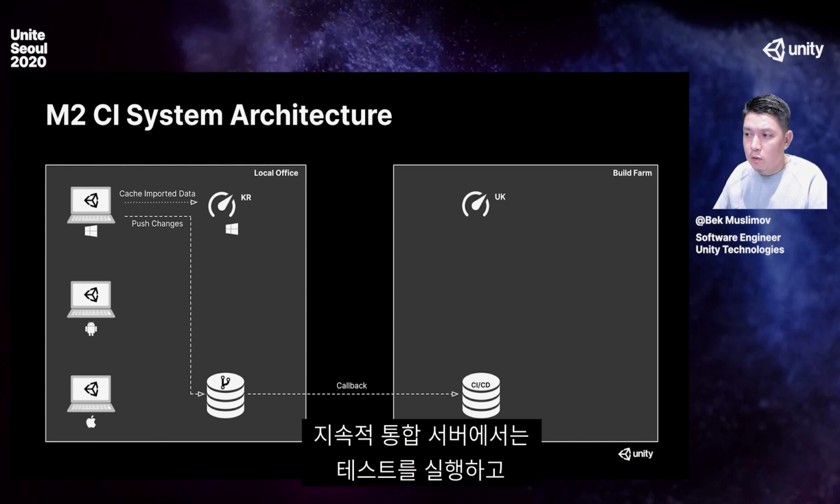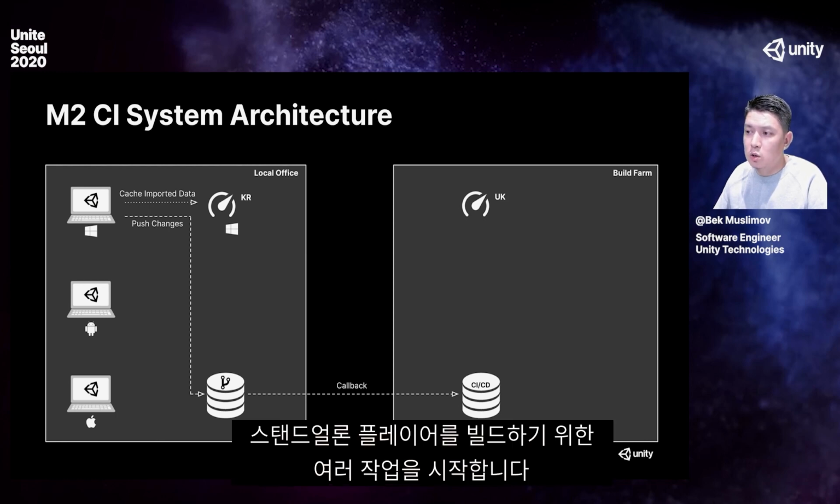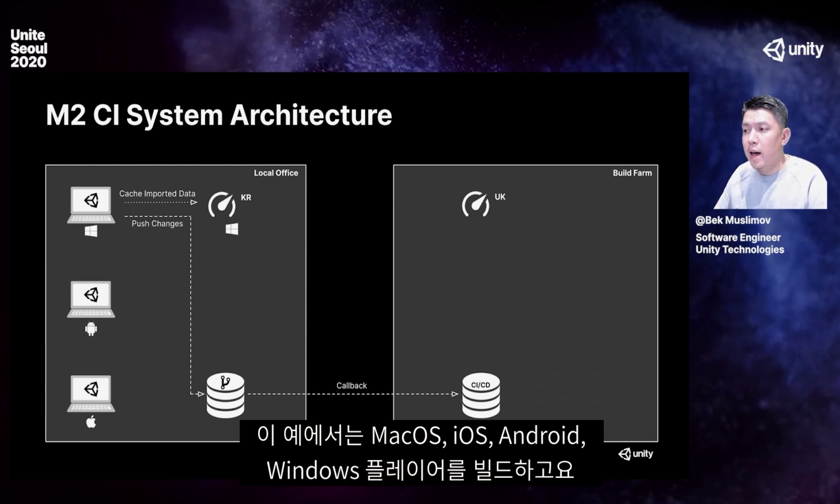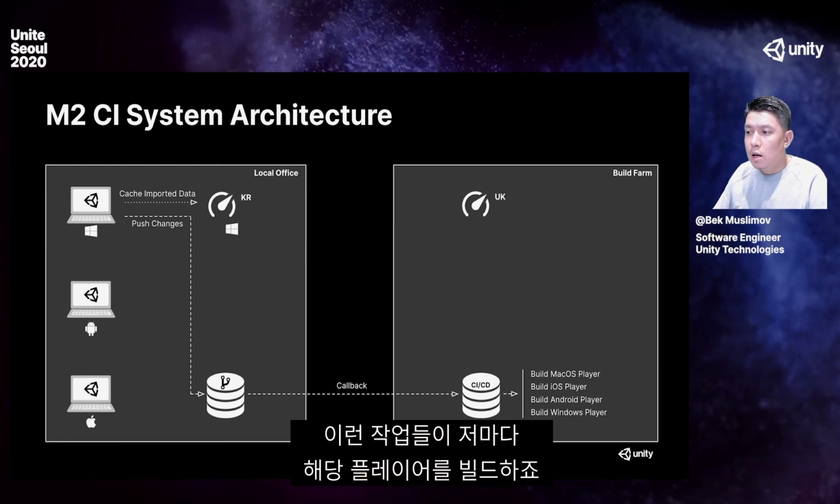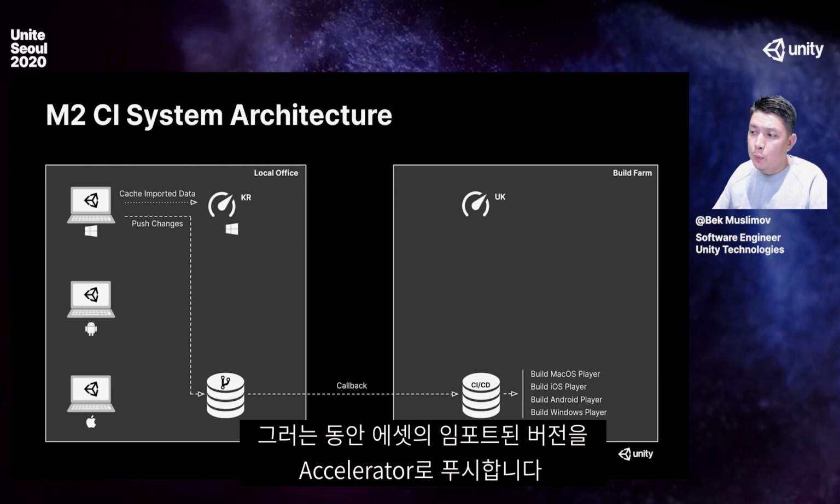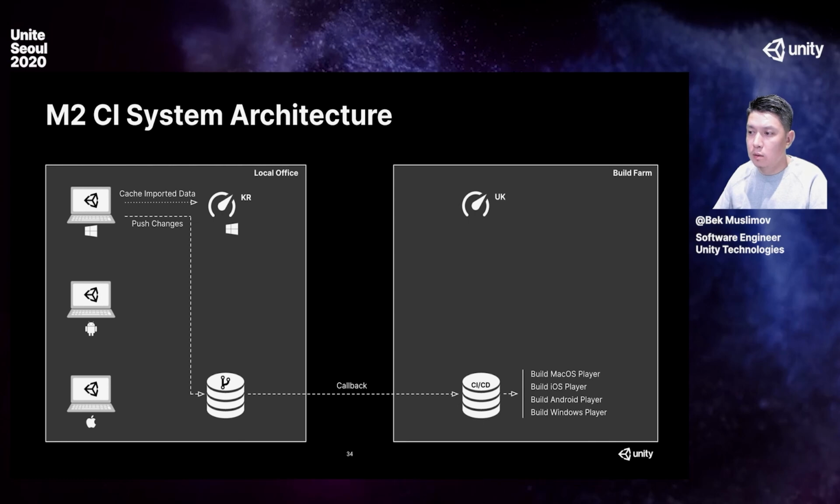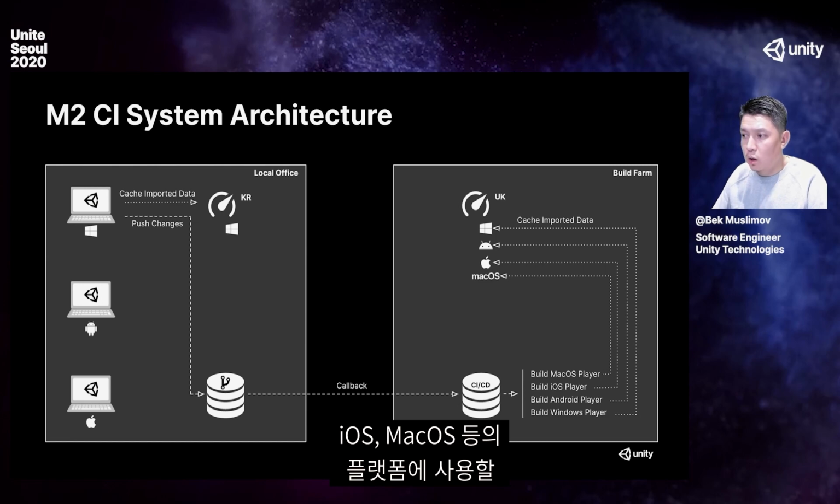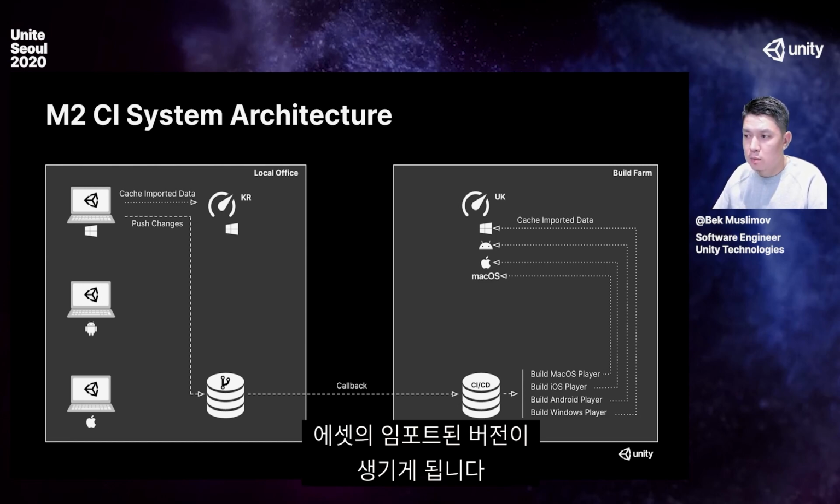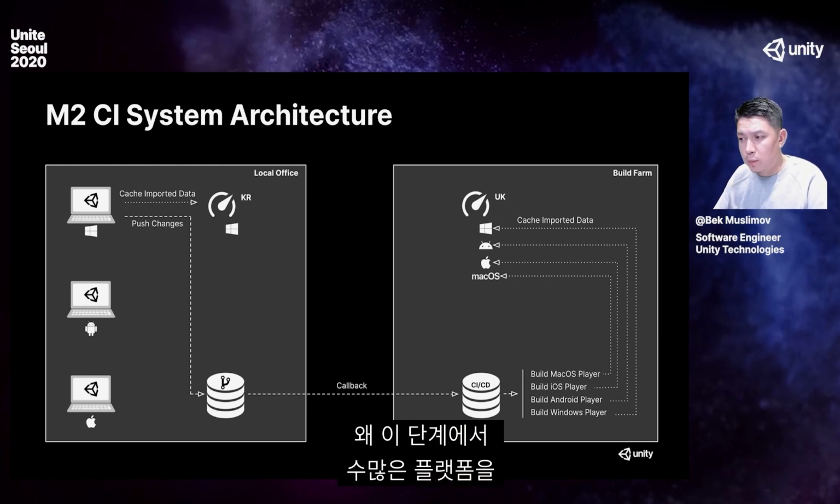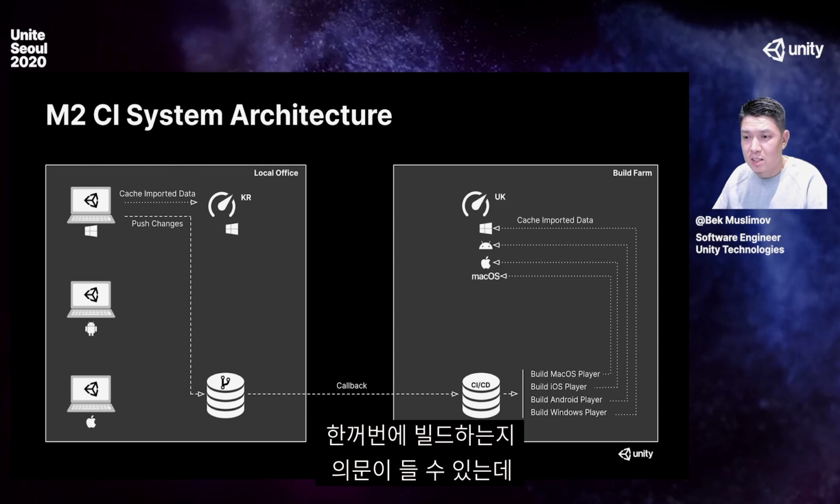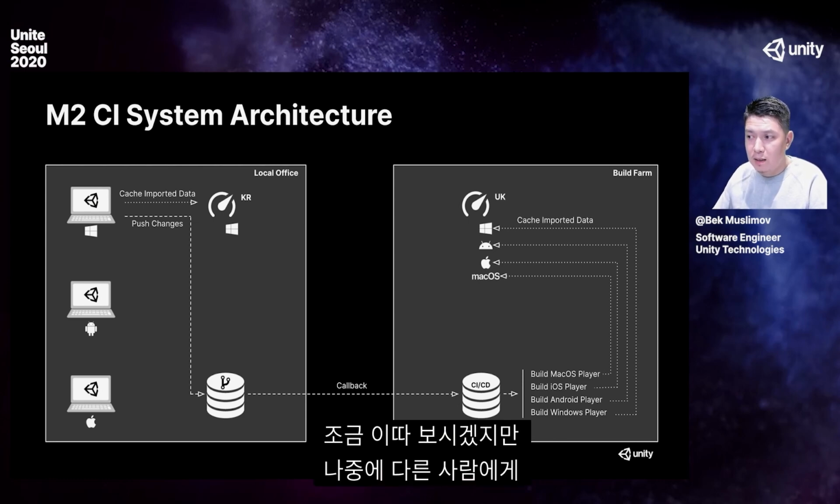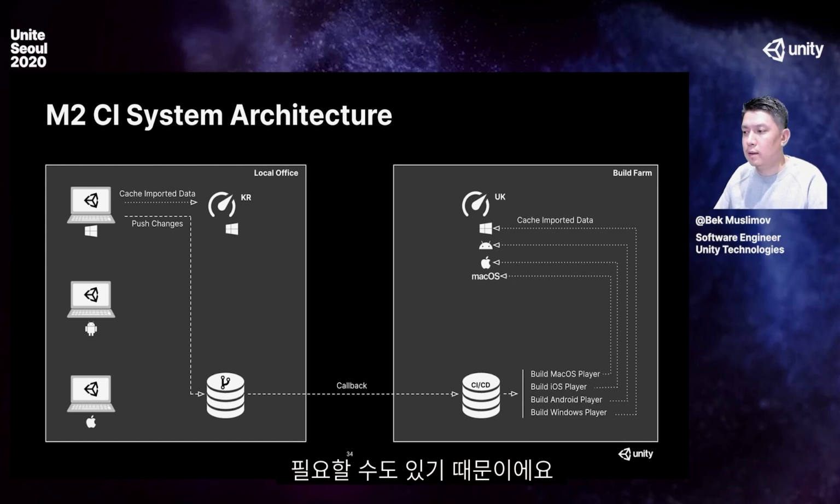The continuous integration server will start a number of jobs to run tests and to build standalone players targeted for various platforms. In our example, we are building players for macOS, iOS, Android, and Windows. These jobs will each build their corresponding players, and while doing so, they push the imported versions of assets to the accelerator. When the jobs are finished, the accelerator will have imported versions of assets for Windows, Android, iOS, and macOS platforms. So you can ask why we're building so many platforms at once at this stage. Because somebody else might need them in the future, as we can see a little bit later.